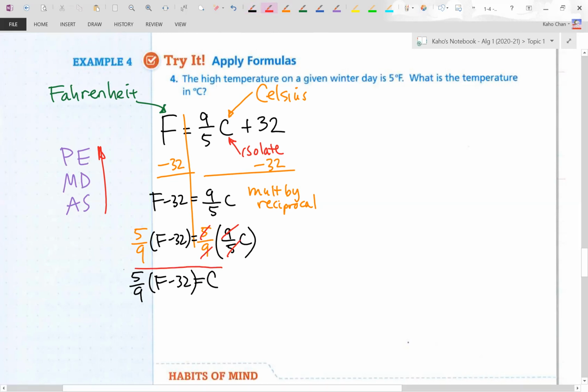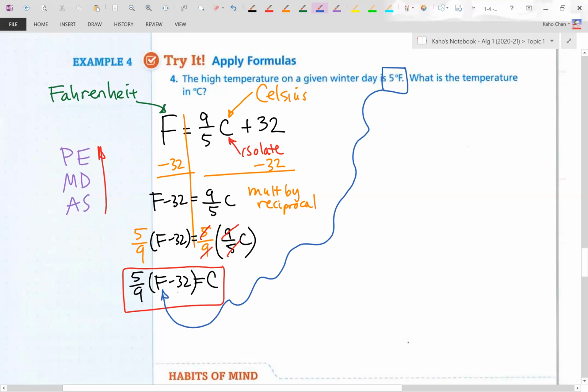But I'm not finished yet. I now have to take that newly rearranged equation and solve for C when the temperature on a given winter day is 5 degrees Fahrenheit. I'm going to go ahead and substitute right there into that formula. Here we go. So I'm going to plug in the 5. Let's go ahead and simplify it.